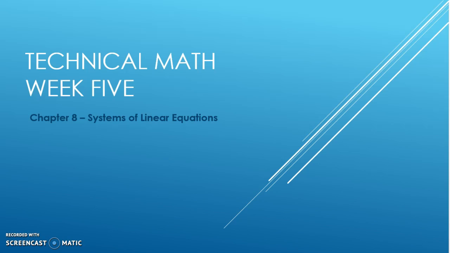Chapter 8 is all about systems of linear equations and how to solve them. Basically this chapter is broken up into 4 sections. The first 3 are the different ways that you can solve systems of equations, and the last section is some applications, so using them for the dreaded word problem.